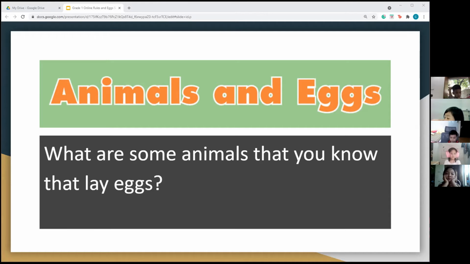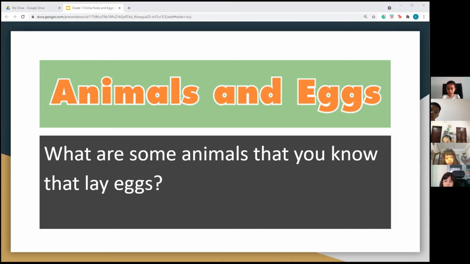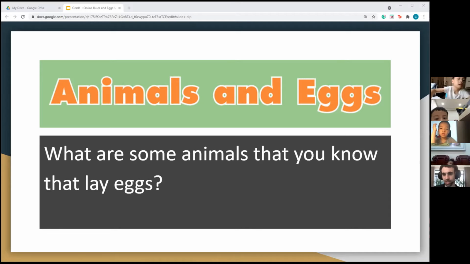A dolphin. Dolphins don't lay eggs. Dolphins are mammals and they give live birth. Hung Chi, do you know any other animals that lay eggs? Yeah, chicken. How about a dinosaur?